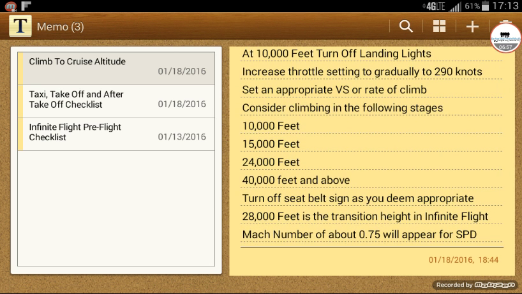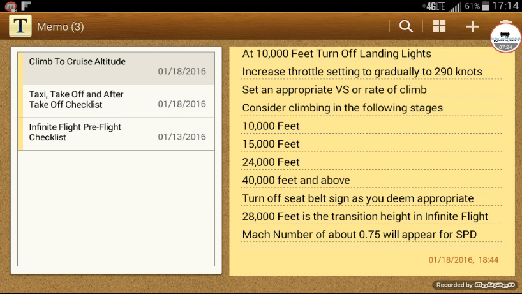At 10,000 feet, we're going to turn off the landing lights, and then we're going to gradually increase to 290 knots. That's the throttle. We'll increase the throttle setting gradually, like we just did, and make sure you set an appropriate vertical speed or rate of climb. They're the same thing.